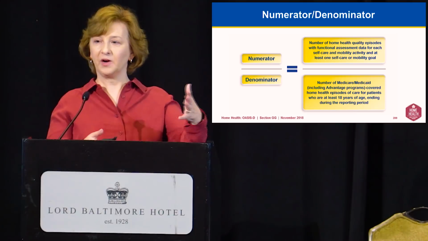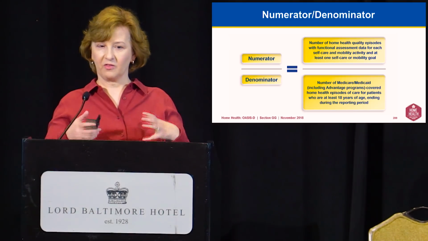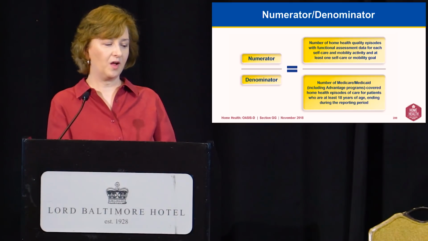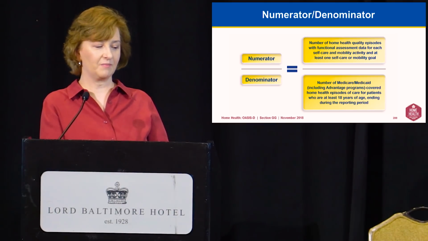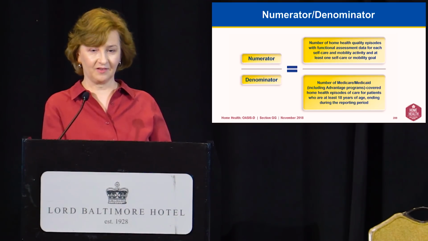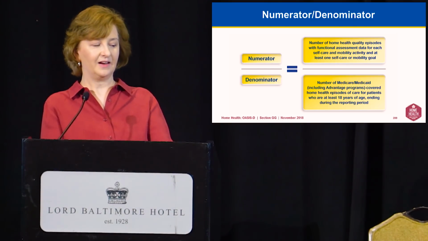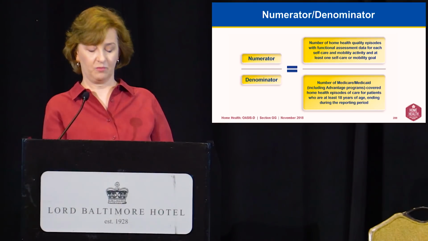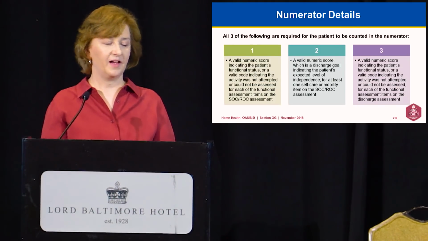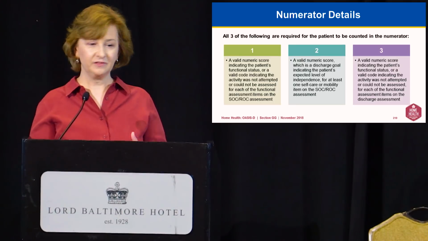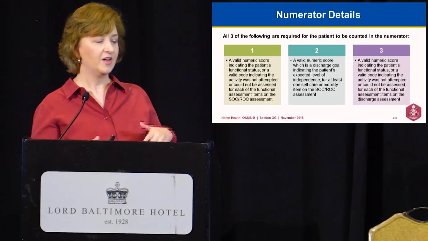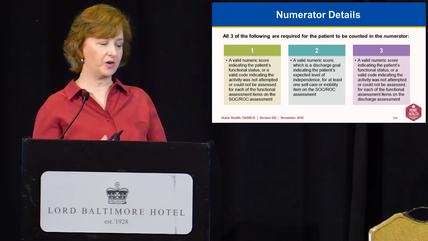So the numerator is among the people who met the denominator criteria, the number of home health quality episodes with functional assessment data for each self-care or mobility activity, so that's the performance, and at least one self-care or mobility goal. So in order to be in the numerator, I'm just reinforcing what I've previously said, there's 3 criteria.